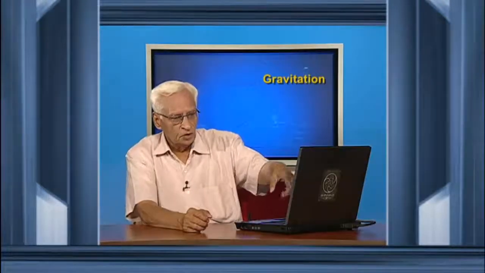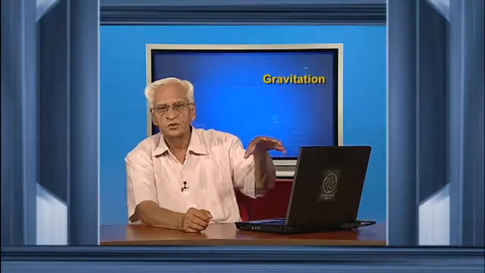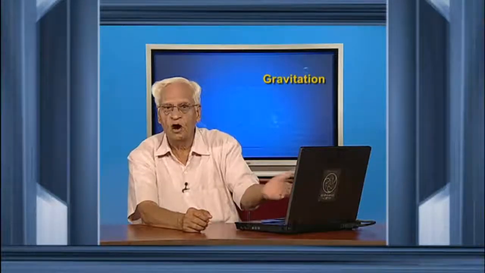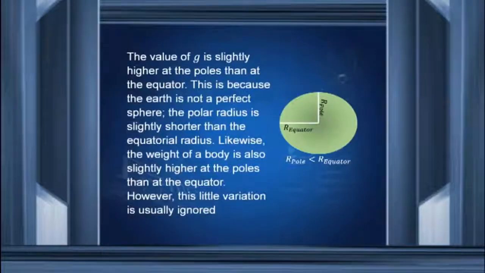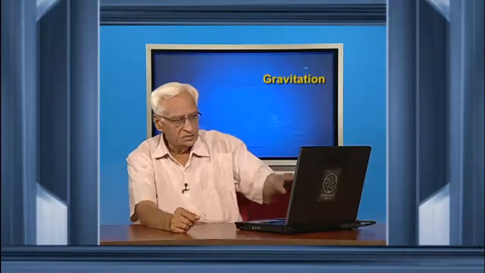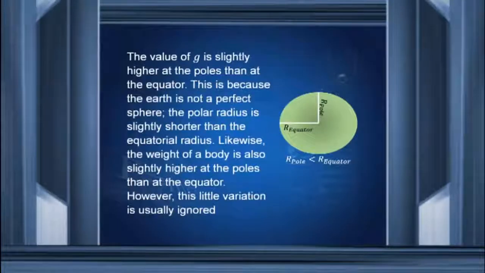Now, I told you that the value of acceleration due to gravity, and therefore the weight, varies from the equator to the pole. You can see why. The radius of the earth at the poles is slightly shorter than the radius of the earth at the equator, and therefore the acceleration due to gravity, being proportional to 1 by r squared, is slightly smaller at the equator than at the poles, and therefore the weight at the equator is slightly smaller than the weight at the pole, and it varies all over the earth, only very slightly.